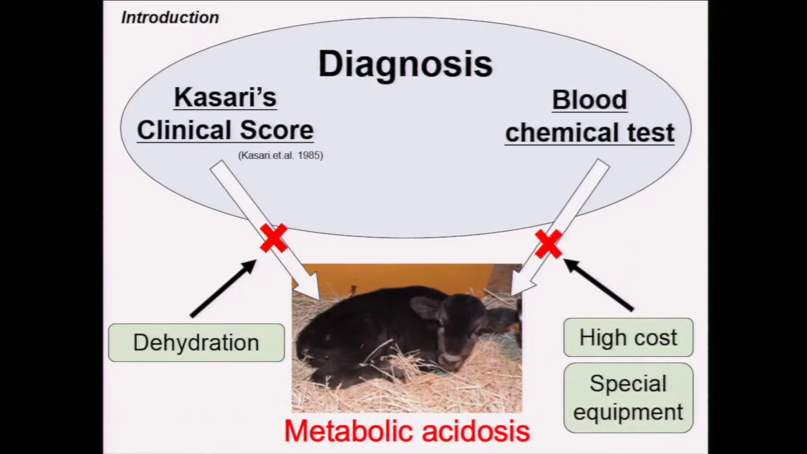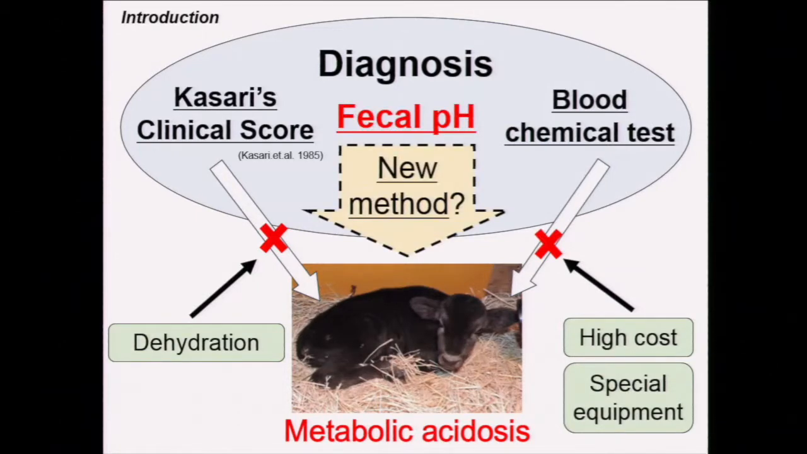We hypothesize that measurement of fecal pH is such a valuable method. Fecal pH has several advantages, including low cost, and it can be performed cow-side, immediately and easily. However, little about the method has been reported, and the relationship between fecal pH and metabolic acidosis remains unclear.